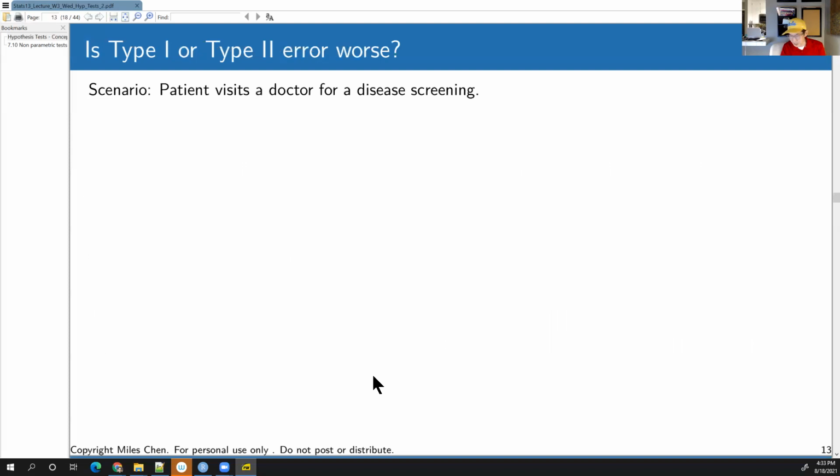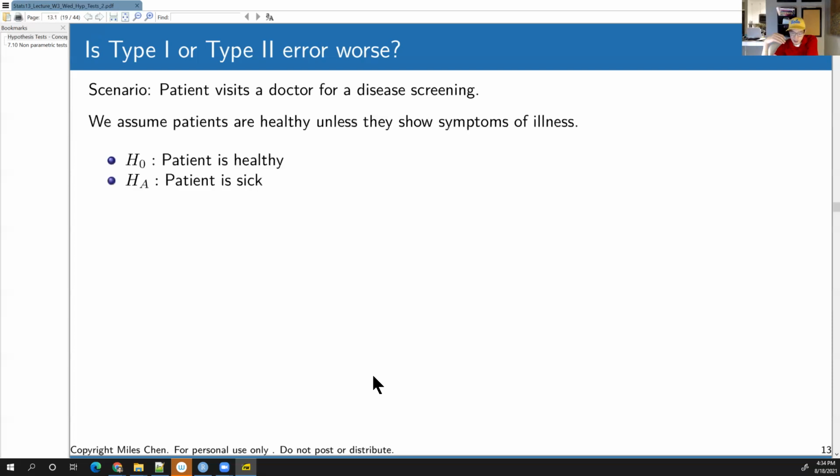So, all right, let's change the scenario here. Okay, so here's the scenario. We're going to say a patient visits a doctor for a disease screening, okay? And so we have to think, how does this work, right? Generally, the doctor is going to assume that the patient is not suffering all kinds of ailments, unless they show some symptom of illness, right? So number one, patient is healthy is the null hypothesis. The alternative is that the patient is sick.